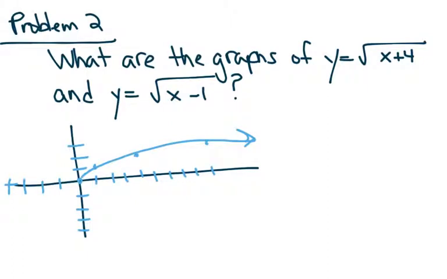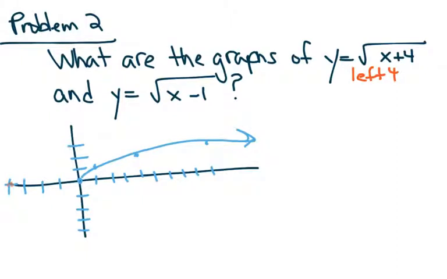Let's do this again. But now I want to look at the graphs of y equals the square root of quantity x plus 4 and y equals the square root of the quantity x minus 1. Notice that these numbers are under the radical. That means that we're going to move them left and right. So y equals the square root of x plus 4 is a shift left 4. So I'm going to take all 4 of those blue dots from the parent function, and notice that I just drew the same parent function, and I'm going to move them all left 4.